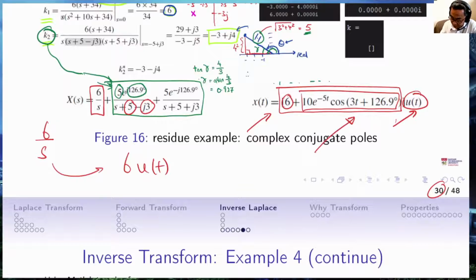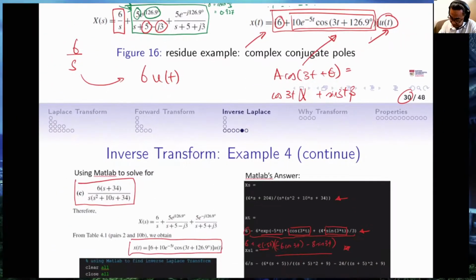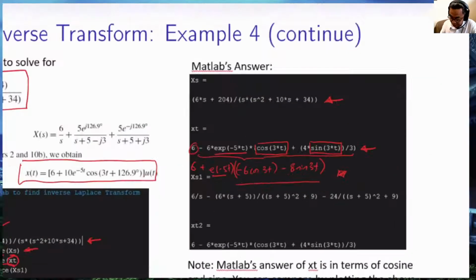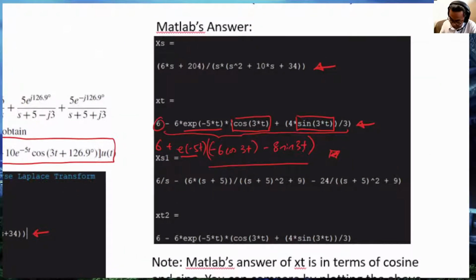because it has expressed a cosine(3t plus theta) into some cosine of 3t times variable, let's call this variable alpha, plus sine 3t times beta. That's the difference. So what happened is that you can use the trigonometric identity to find what is alpha and beta. And you realize that MATLAB has done it this way, and the answer is the same.